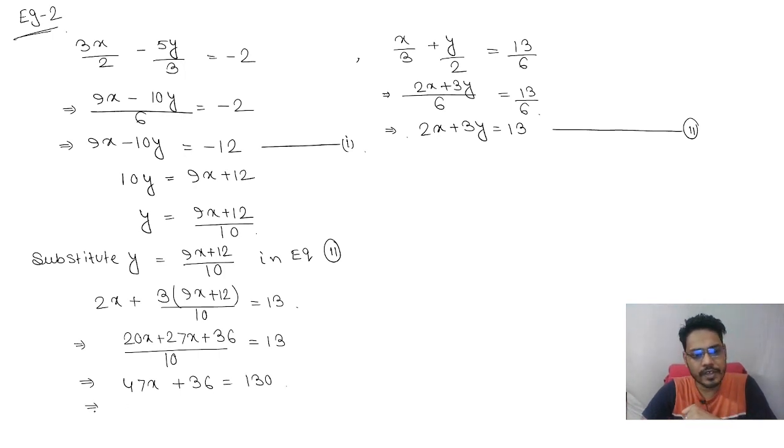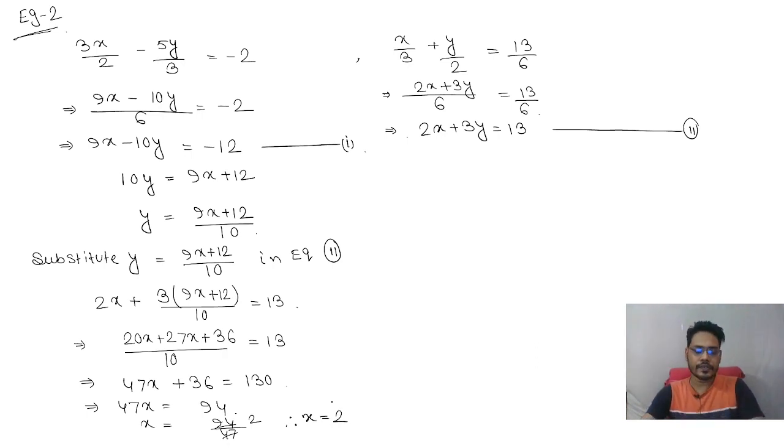Now 47x is equal to 130 minus 36, that will be 94. Now x will be 94 by 47, that means 2. So from here you can find that x is equal to 2. If you get x is equal to 2, then substitute the value of x in equation number 1.